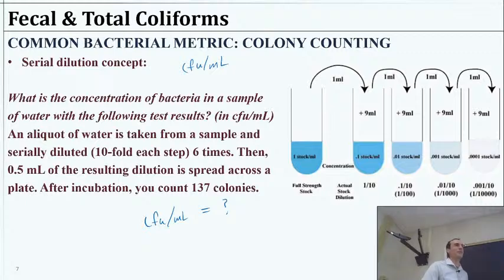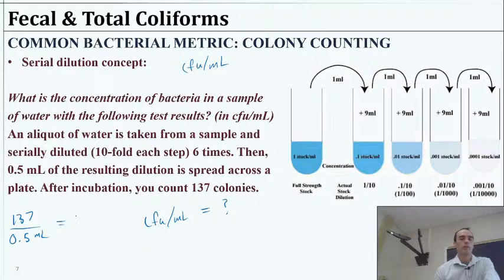Okay, so let me walk you through how I would think about this. I've done a lot of this stuff, so I might be shortcutting it. But let me just say, if we had 137 colony forming units that we found on the plate, that was in half a milliliter. So I'm going to divide this by 0.5 milliliters. And so before we calculate the dilution, we can just multiply 137 by 2.